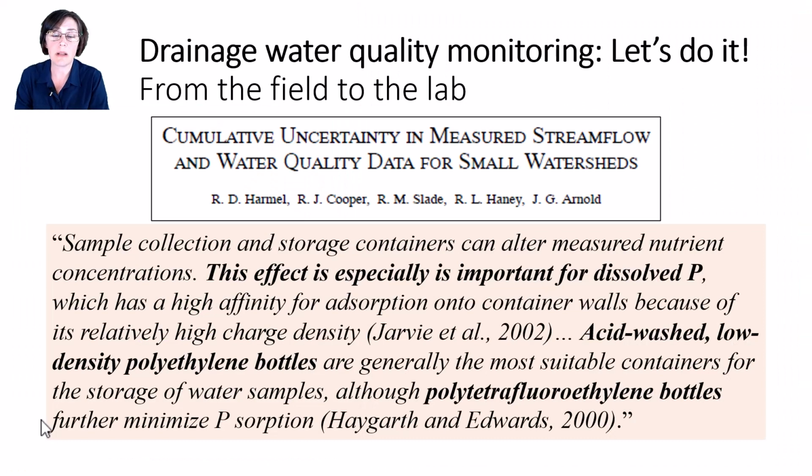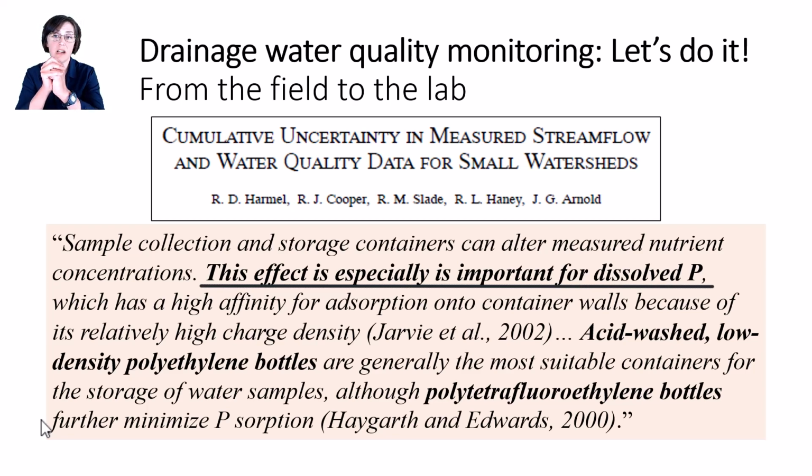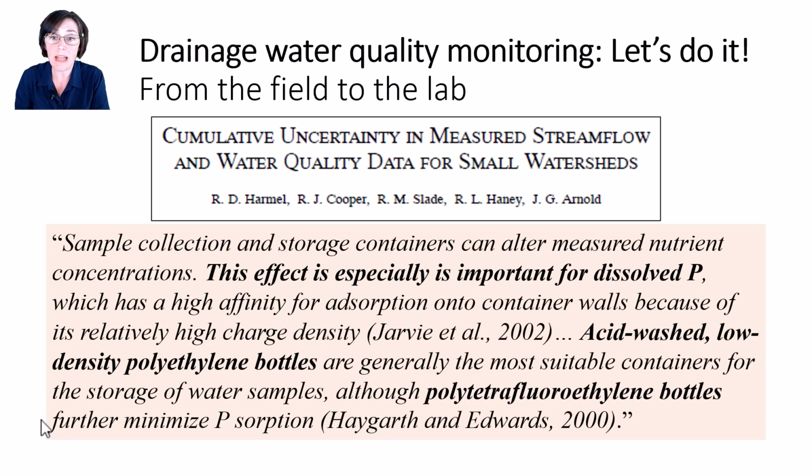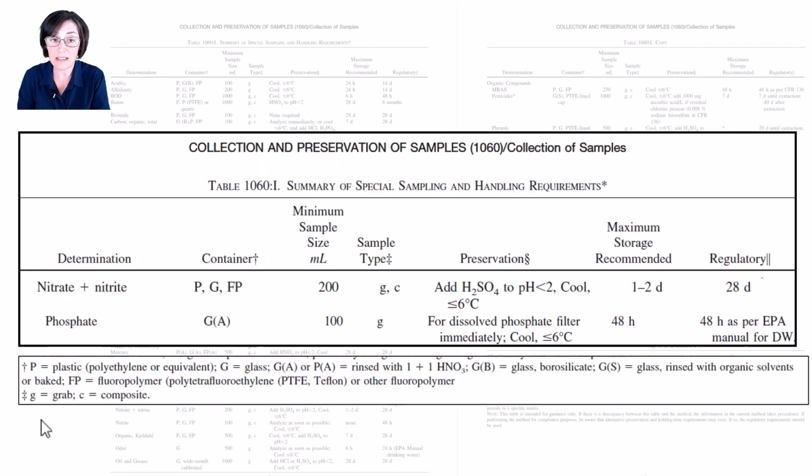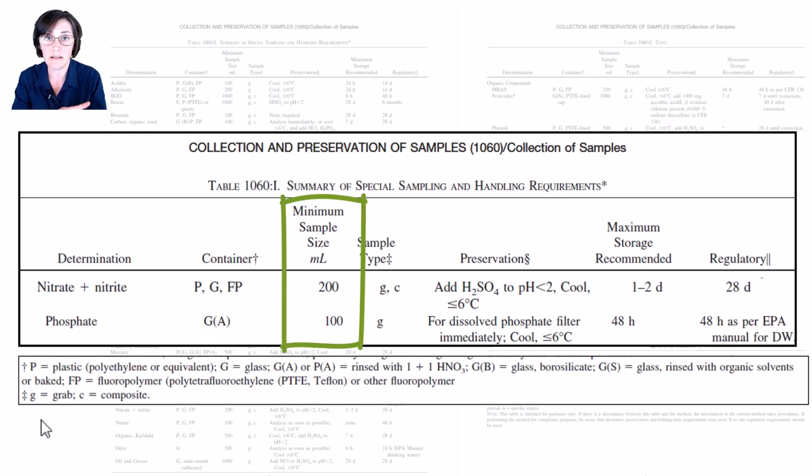Another thing about sampling water for phosphorus is that the container matters. Dissolved phosphorus has a high affinity to adsorb to container walls, and so this reference recommends acid washing polyethylene bottles. And coming back to the standard methods, you see the standard method is to sample phosphate into glass bottles, G, that have been rinsed with nitric acid. Side note, you also see minimum sample sizes listed here, which we discussed in a previous lesson. The standard methods book is really just such a gem if you're doing this kind of work.